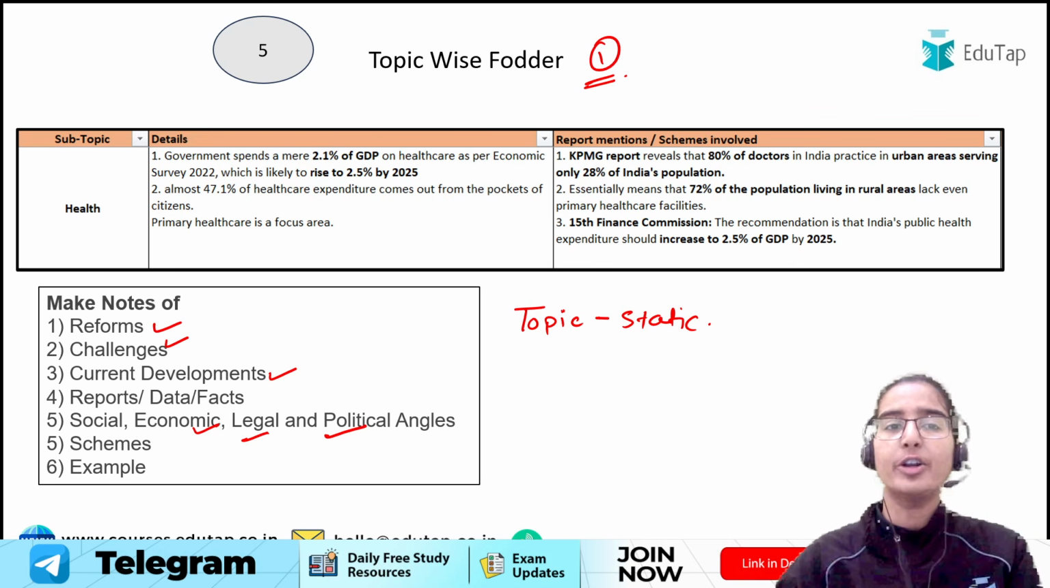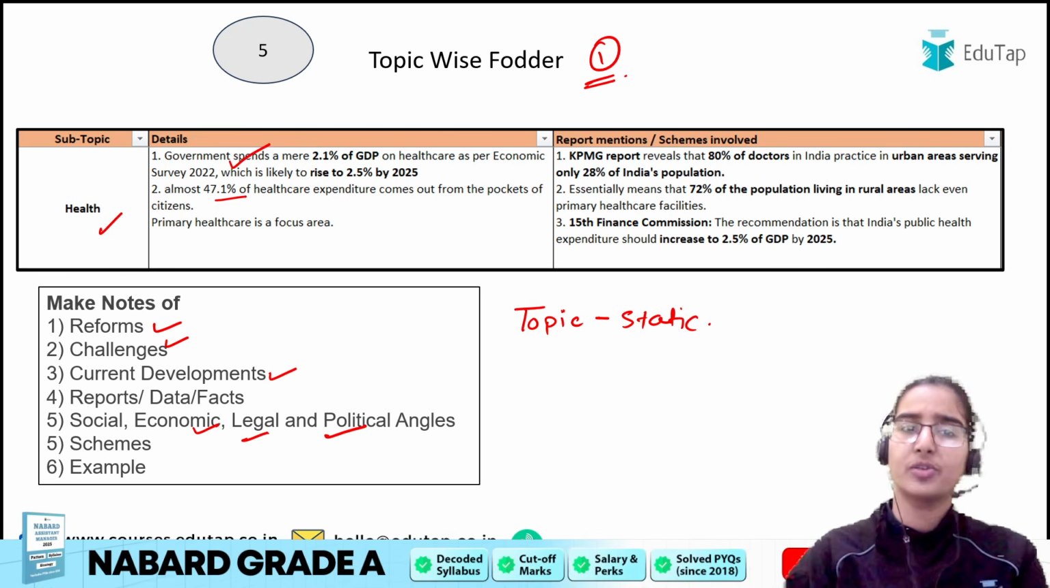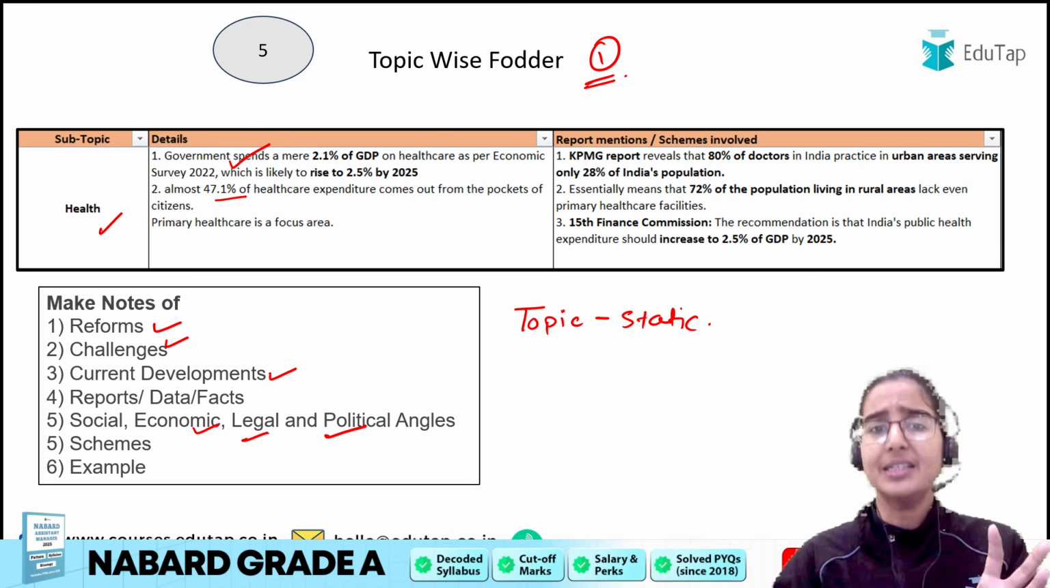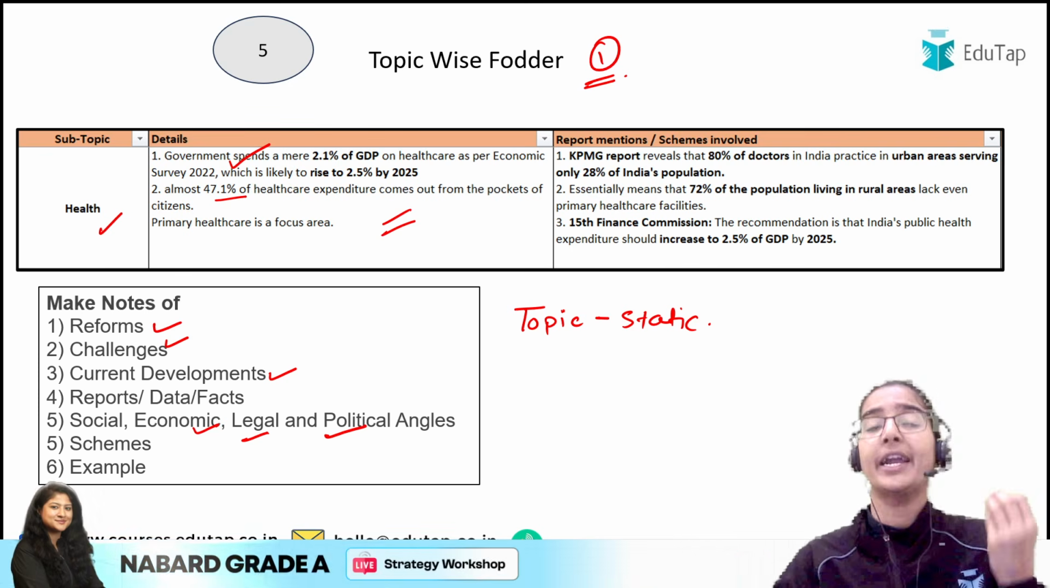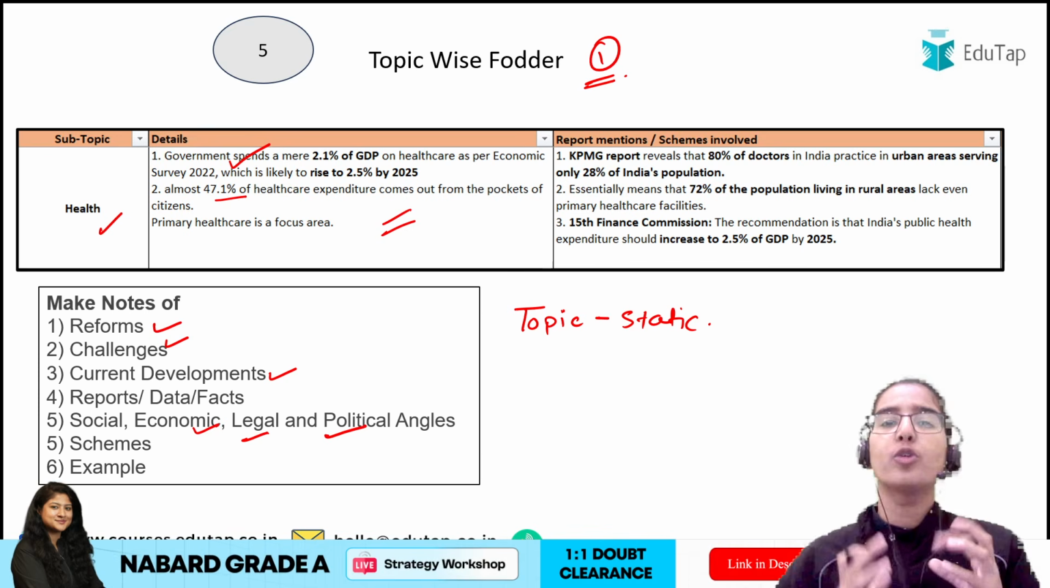So for example, if I talk about the health, if you have maintained notes like the government spends this much of the GDP, almost this percent of healthcare expenditure comes out from the pockets of the citizens, right? So this kind of data or this kind of fodder which you are going to use while writing your answer, first of all you have to prepare it.